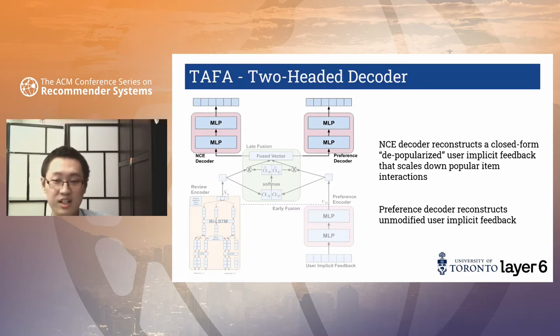For the NCE decoder on the left, it reconstructs this depopularized version of user item interactions. This is crucial to mitigate the popularity bias. For the preference decoder, it reconstructs unmodified user item interactions. We use mean square error as our loss functions for both of the heads, and the sum of the two losses are used to train the model end-to-end. During inference, we use the prediction results from the preference decoder.